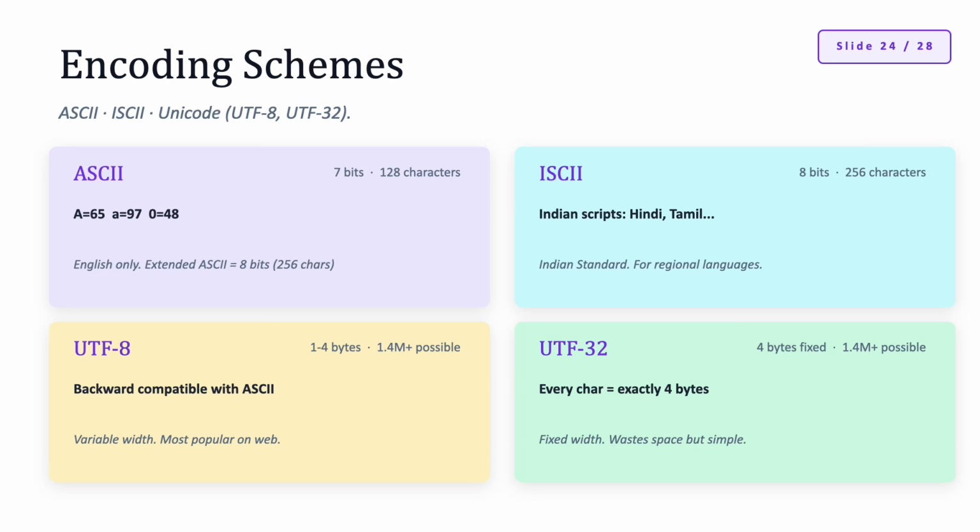UTF-8 uses 1 to 4 bytes per character, backward compatible with ASCII. UTF-32 uses exactly 4 bytes per character, fixed length. Unicode has over 1.4 million possible characters.